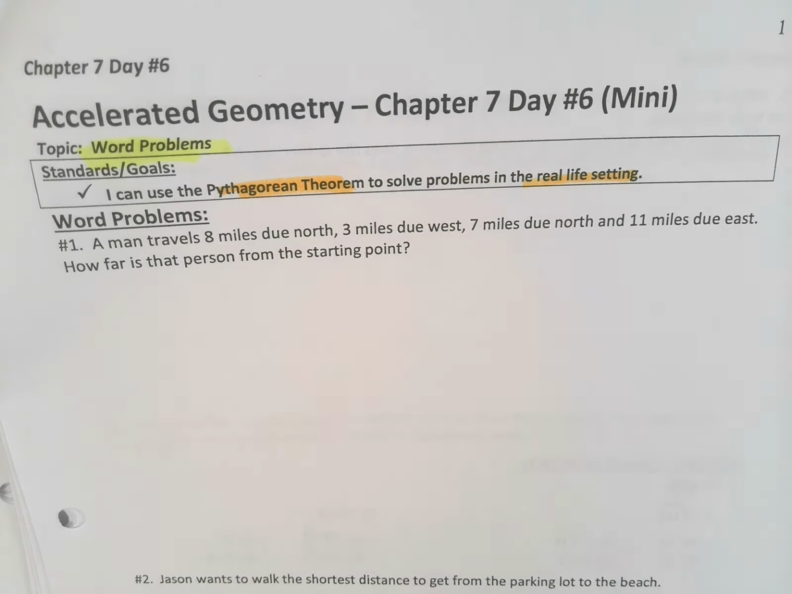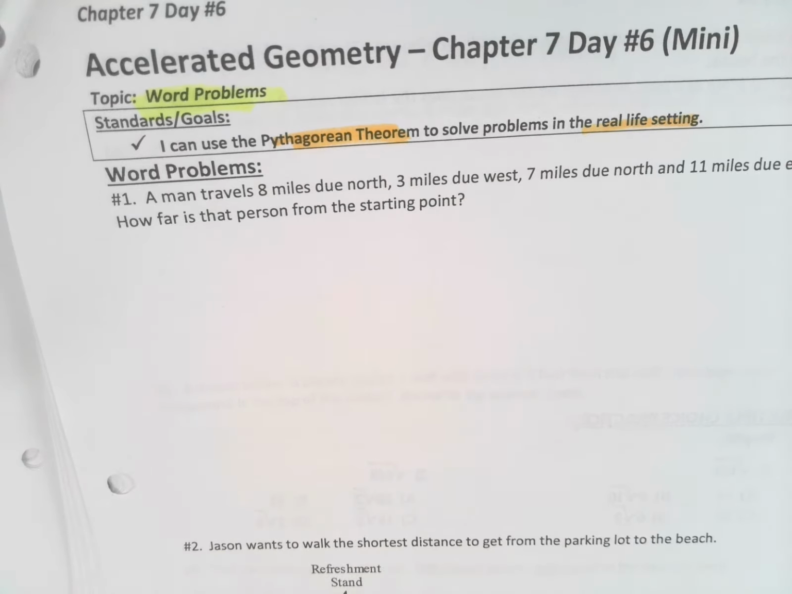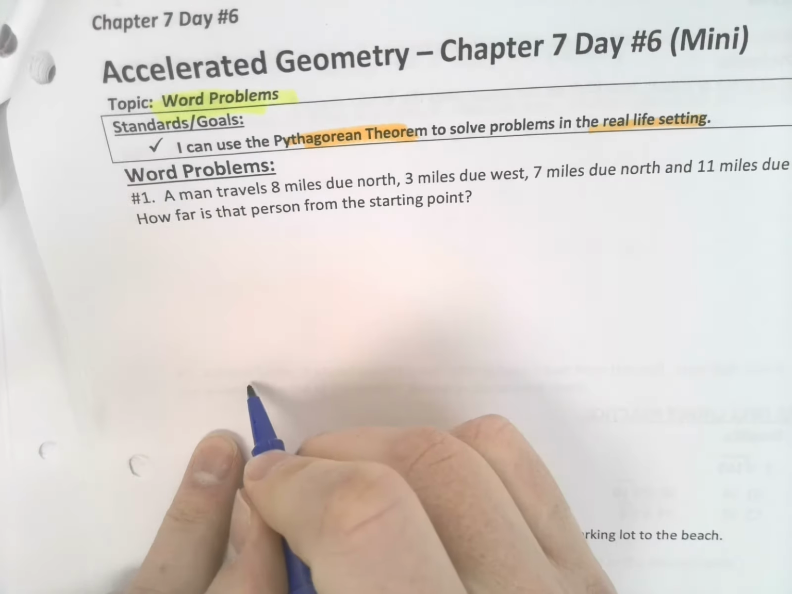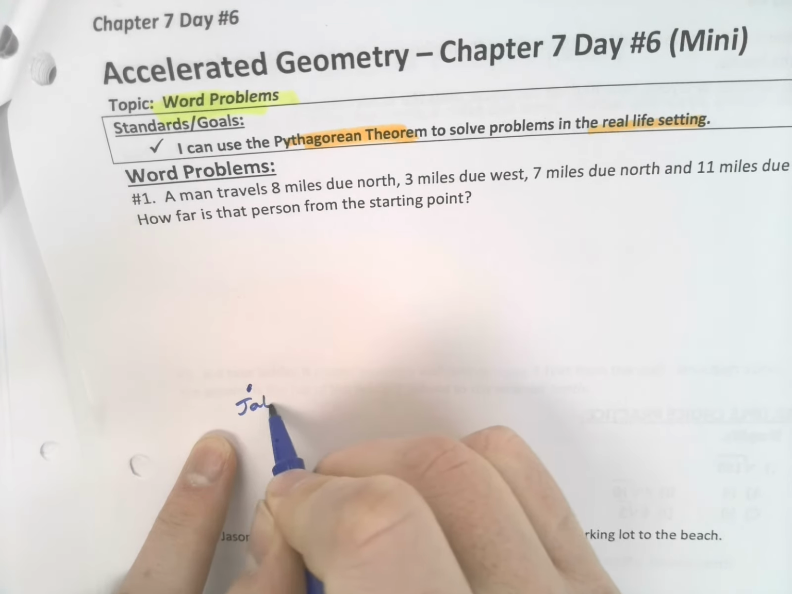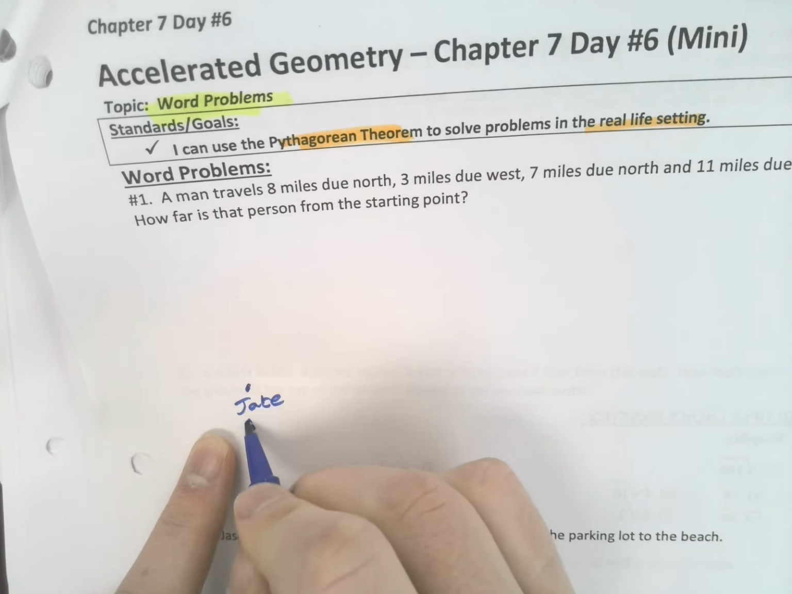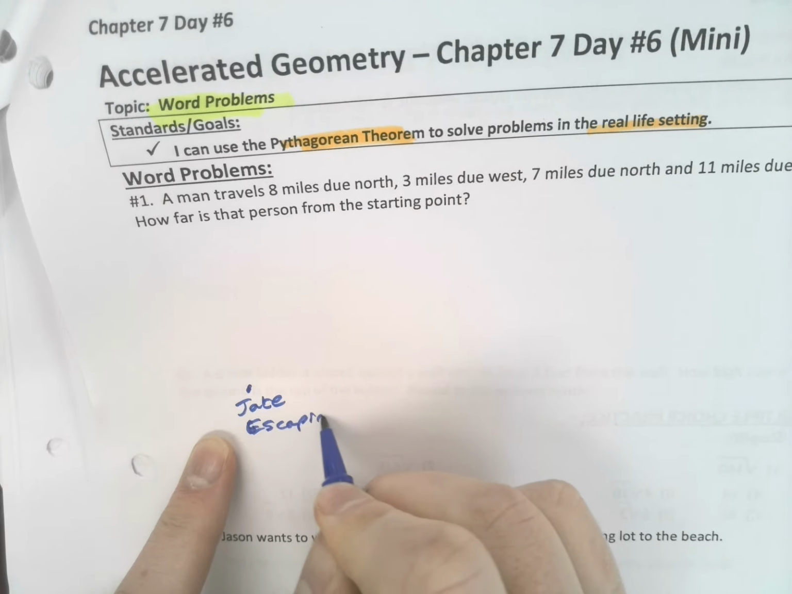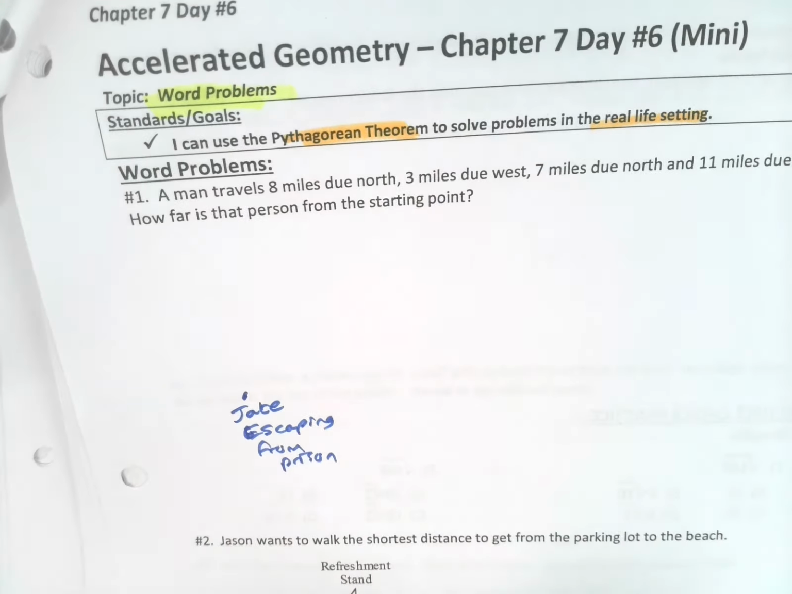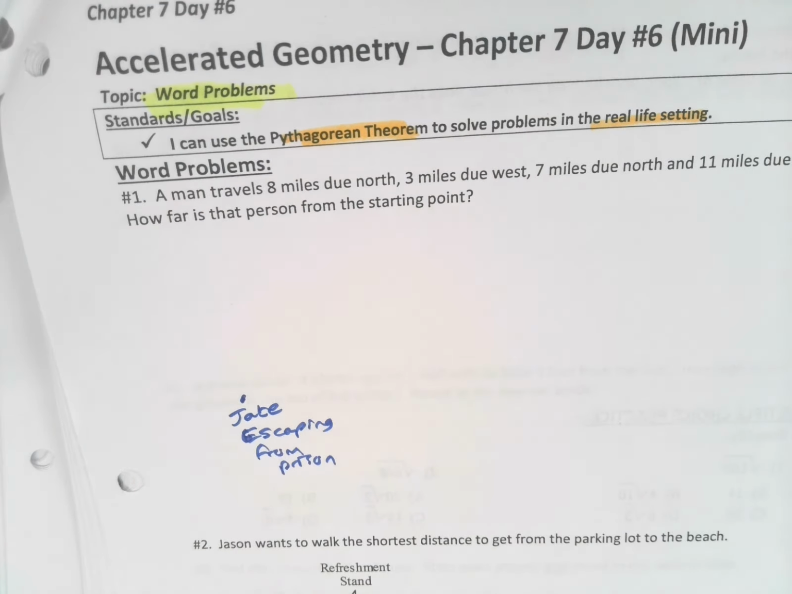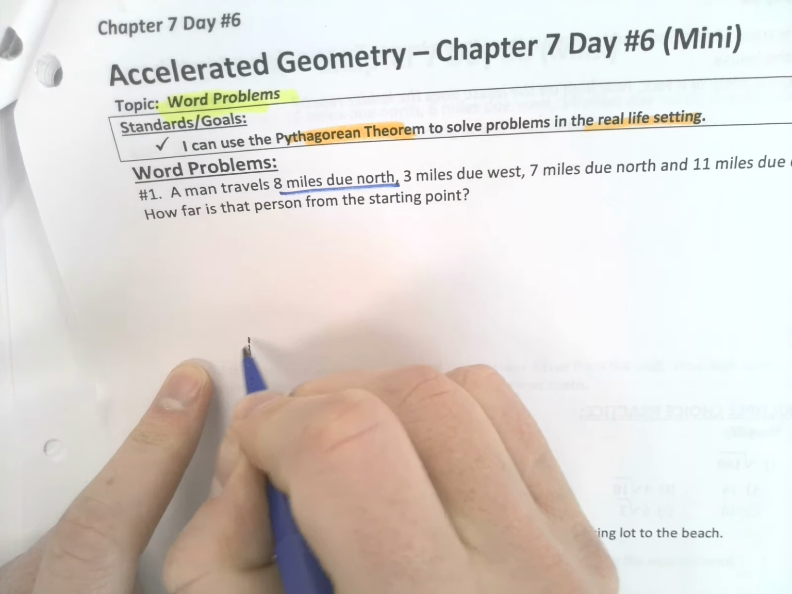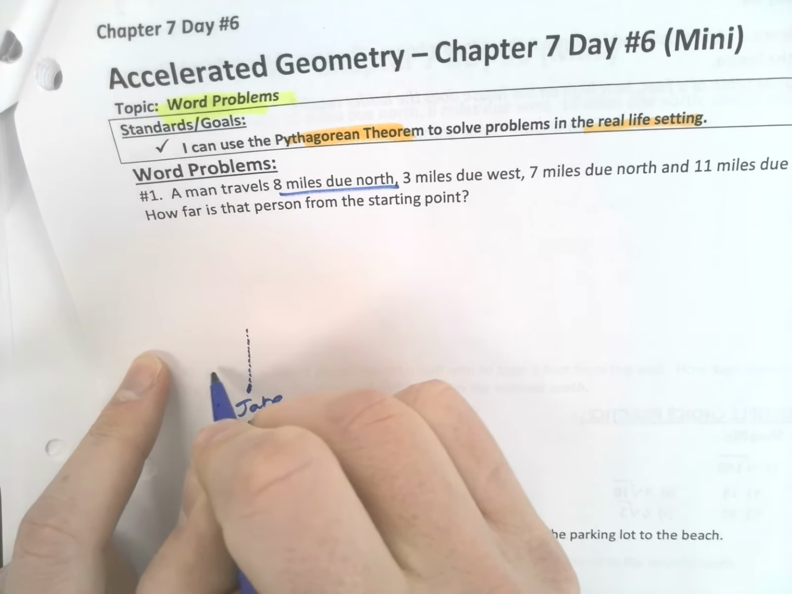Let's start. We got Jake, and Jake is being taken to prison. Actually, let's say Jake escapes from prison. That's more exciting. Jake is escaping from prison. I mean, they don't tell us why this dude's heading this direction, so we can make up our own thing. Lily, which way is Jake heading first? 8 miles due north. Okay. So he's heading like that, 8 miles.